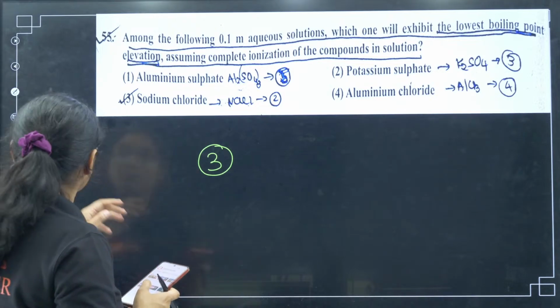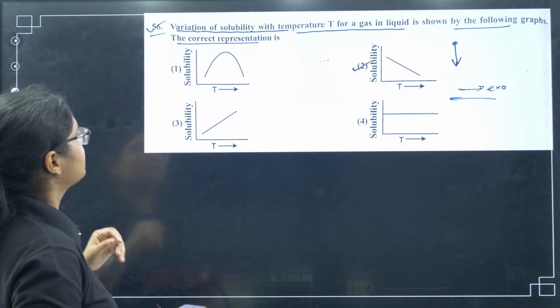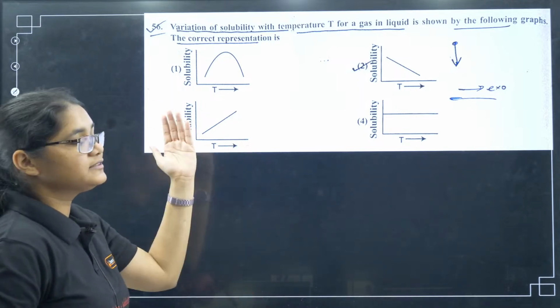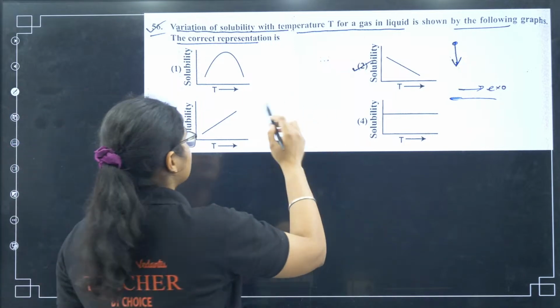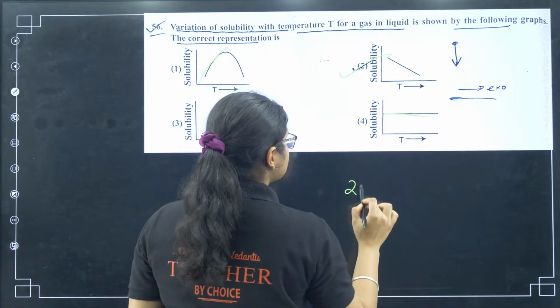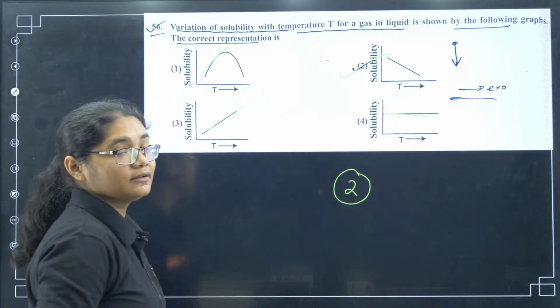Okay. Now moving to the next question, on the variation of solubility with temperature for a gas. If temperature increases, solubility will definitely decrease. So here you can see increase, here constant, here first increase. So these are all wrong, because when I increase the temperature, solubility will decrease.